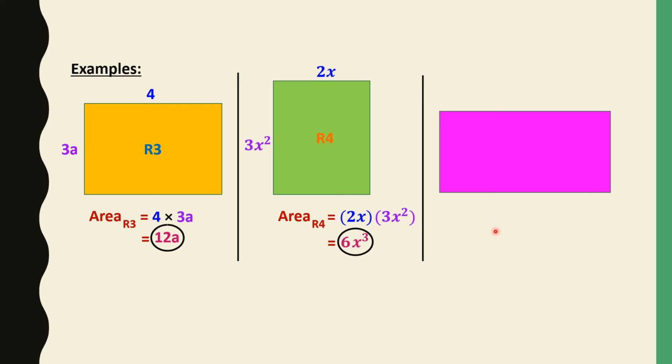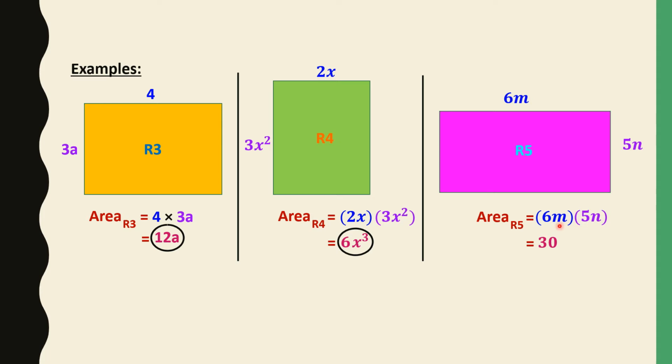Here we have a rectangle R5. Its length is 6m and its width is 5n. So here always the length is longer than the width. Area of R5 equals length 6m times 5n. Or we can write it like we did here. 6m into 5n equals, we multiply 6 times 5 is 30.